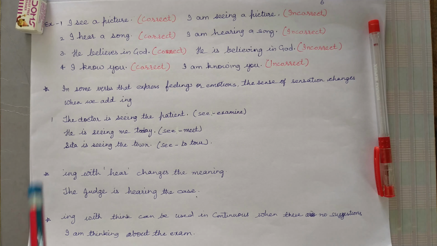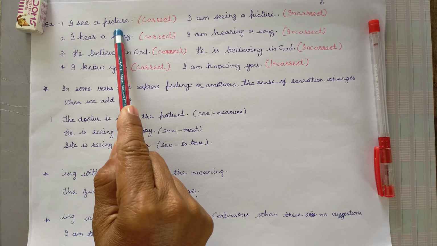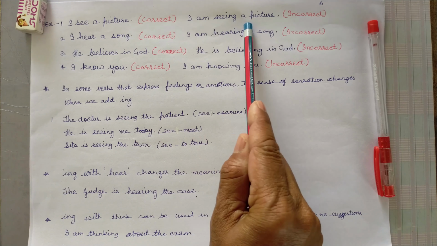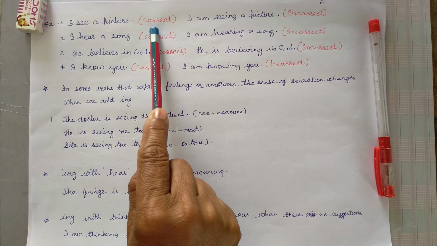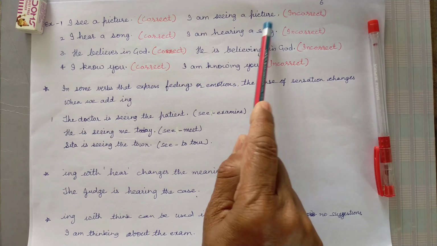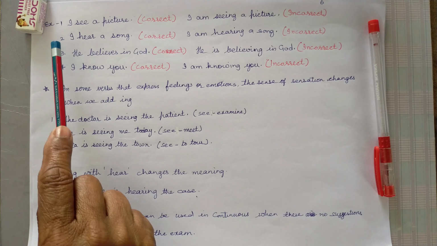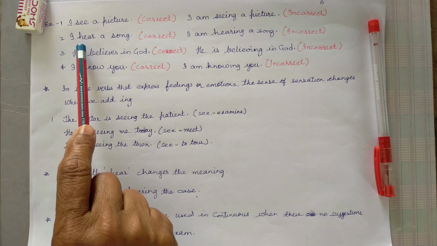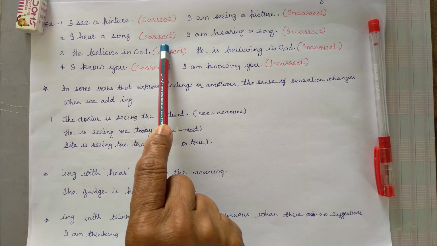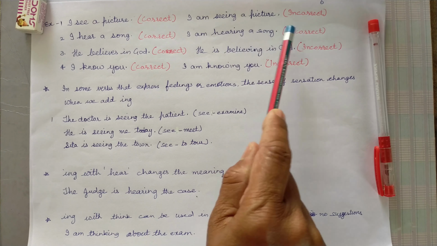Let's see some examples. I see a picture. I am seeing a picture. I see a picture is correct. I am seeing a picture is incorrect. I hear a song. I am hearing a song. I hear a song is correct. I am hearing a song is incorrect.